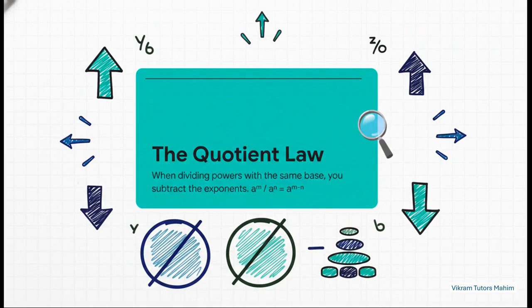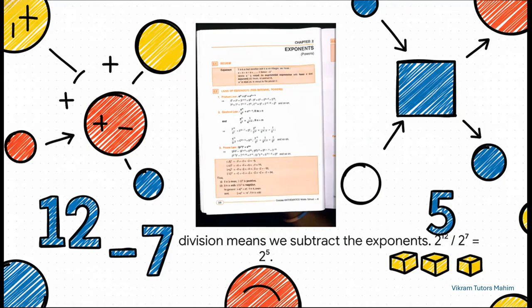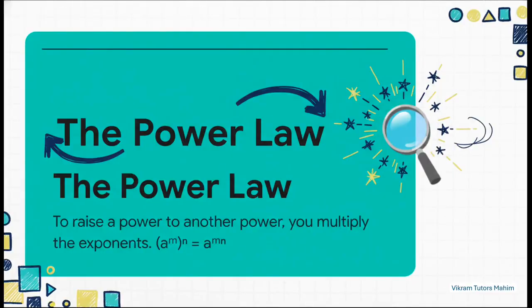This is the quotient law, and it's basically the exact opposite of what we just did. When you divide powers with the same base, you subtract the exponents. For example, if you've got 2 to the 12th divided by 2 to the 7th, you just subtract 7 from 12, and you get 2 to the 5th. I mean, it makes sense, right? Division is the inverse of multiplication, so it feels right that we do the inverse of adding exponents, which is subtracting them.